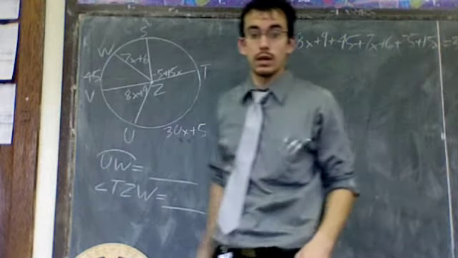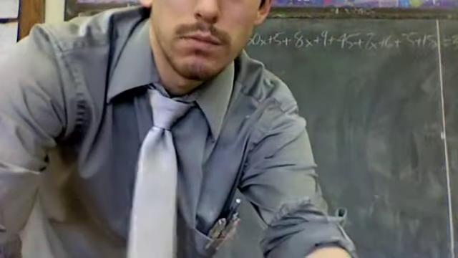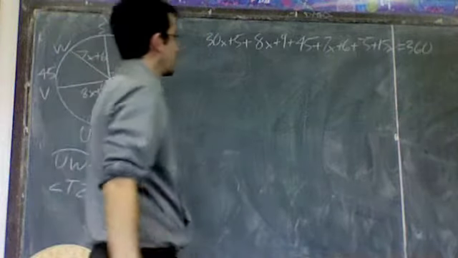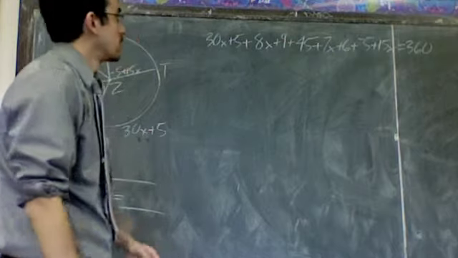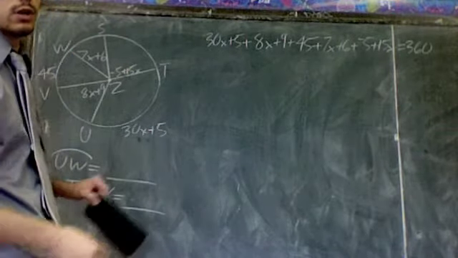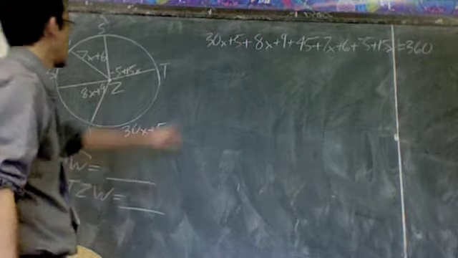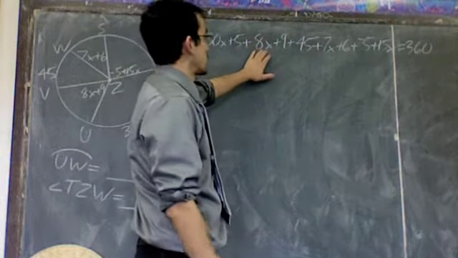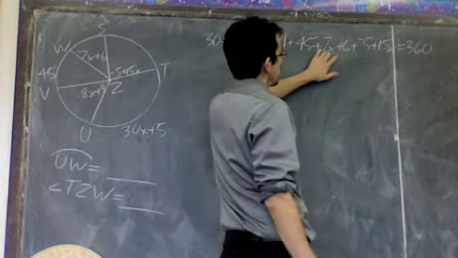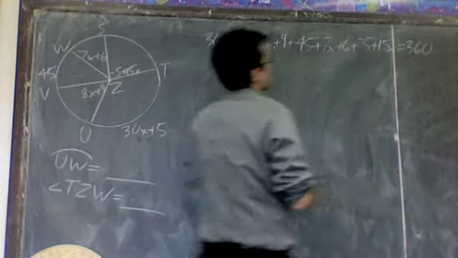I think I'm getting out of shot a little bit. That's better. Okay, the equation's kind of long, but after you set this up, it's pretty simple to do. Just combine like terms and solve for x. Let's add up all the x's. I've got 30x and 8x, that's 38x. 38x plus 7x gives me 45x. 45x plus 15x gives me a total of 60x.